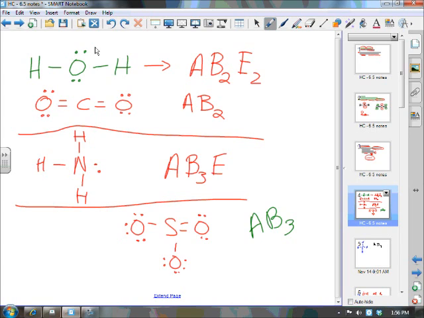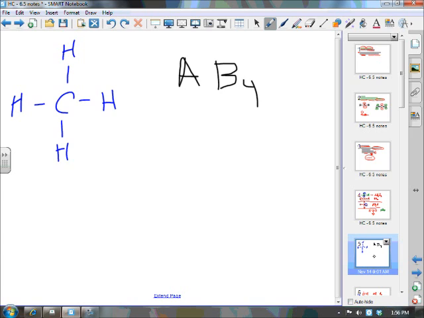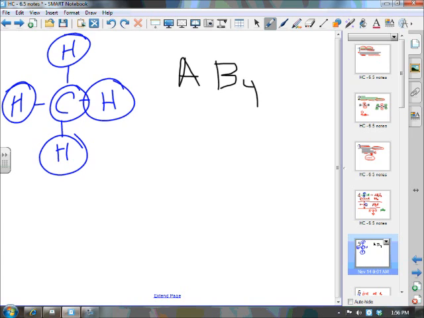So what does the E mean? That means this pair of electrons and this pair of electrons are going to act like an atom, which changes the overall shape of the structure. Give you one more here. Here's the formula for methane. We have a center atom A, four other atoms bonded to it, nothing on the center. We've got an AB4.